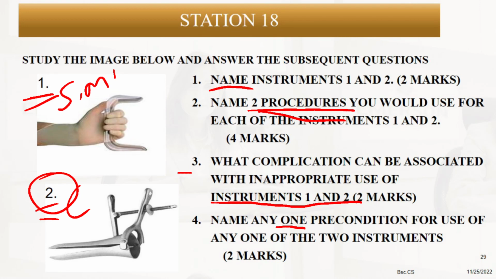Then complications. What complications can be associated with inappropriate use of instruments 1 and 2? For inappropriate use of these, you can cause vaginal tears. That's the most common one. Vaginal lacerations, cervical tears, cervical lacerations, perianal tears. Those are some of the complications with inappropriate use.